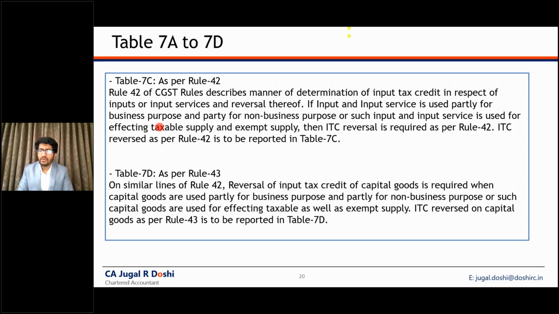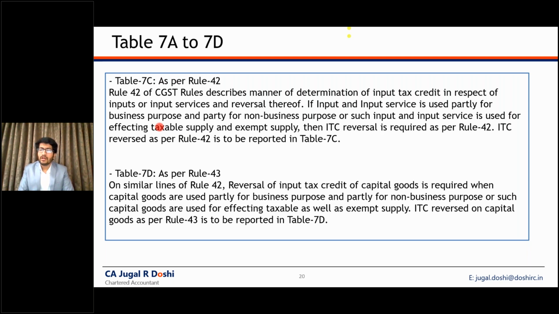As per Rule 42, if my inputs are used completely for taxable supplies, I am eligible for 100% ITC for that specific inward supply. If my inward supply is used for 100% exempt supplies, I am not at all eligible for that specific inward supply. Example can be packing material. Packing material used for taxable goods, eligible 100%. Packing material used for exempted goods, not at all eligible.